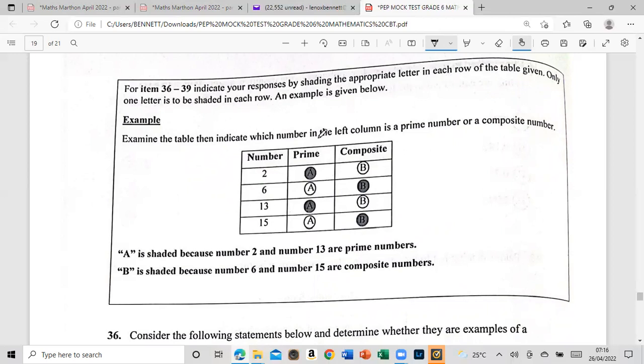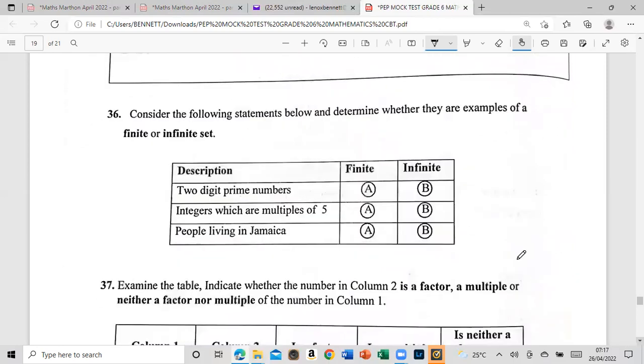Examine the table and indicate which number on the left is a prime number or a composite number. So 2 is a prime number, so shade it. 6 is a composite, so shade it. It can't be both a composite and a prime, right? You guys would have discussed that with your teacher. 13 is a prime, you shade that. 15 is a composite. So let's go down to the actual question.